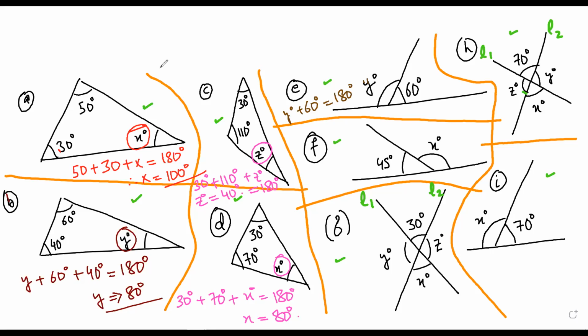What is a linear pair? A linear pair is simple. If this is a straight line, and I have another line which is intersecting this line, so if I am given this angle, then this angle y degrees would be 180 minus this angle.